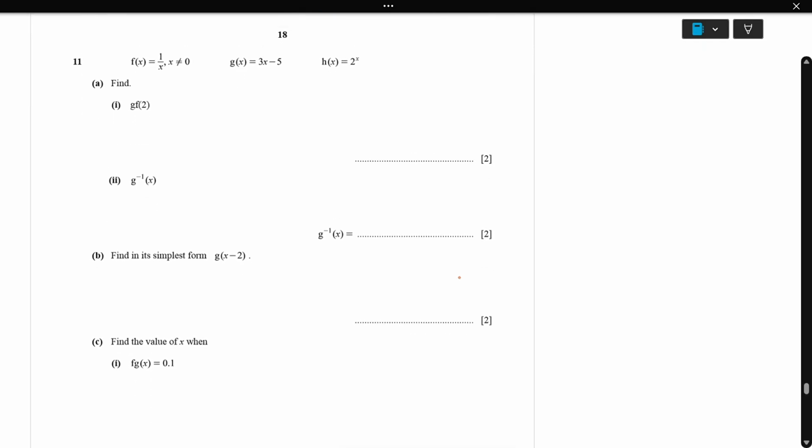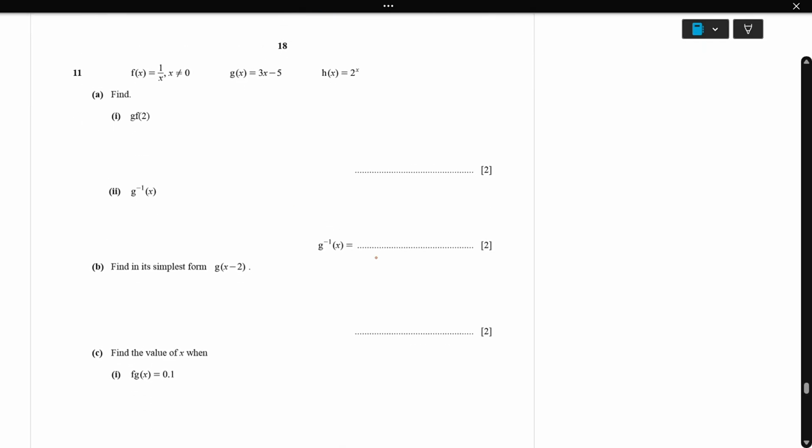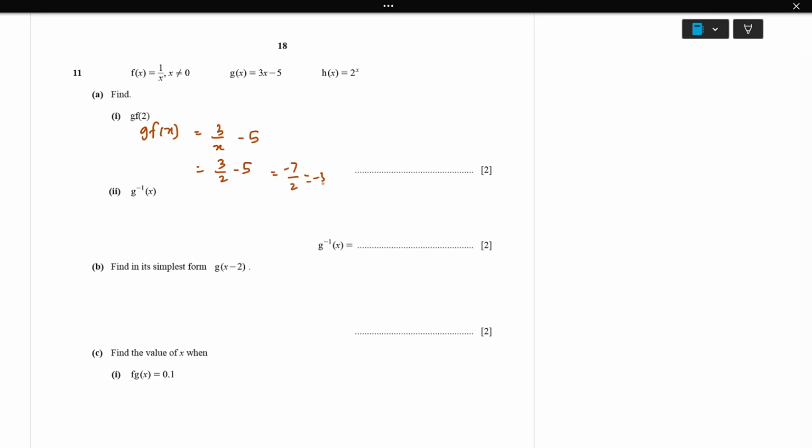Now question number 11: f of x equals 1 by x, g of x equals 3x minus 5, and h of x equals 2 power x. Find g of f of 2. First I'll find g of f of x. So f in g means for the g function, I'll get 3 into 1 by x, so 3 by x minus 5. Now I'll put in 2. So 3 by 2 minus 5, I'll take the LCM: 3 minus 10 by 2, which is negative 7 by 2, which is negative 3.5.